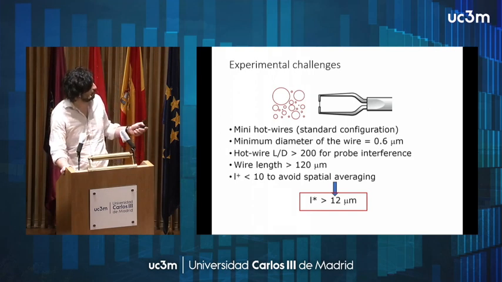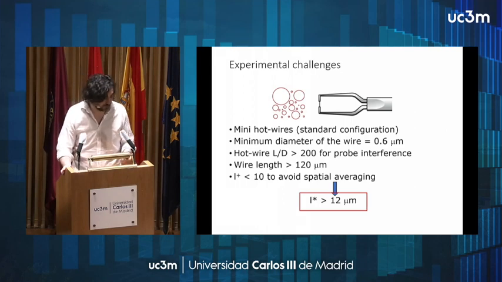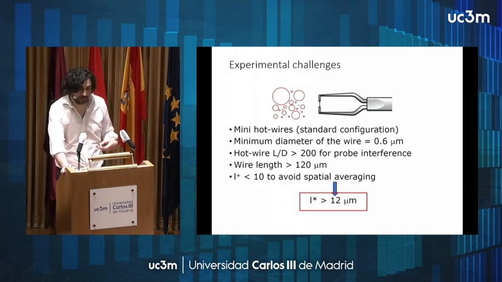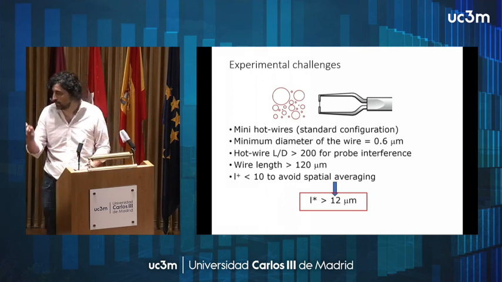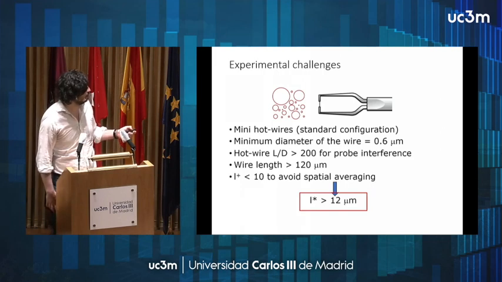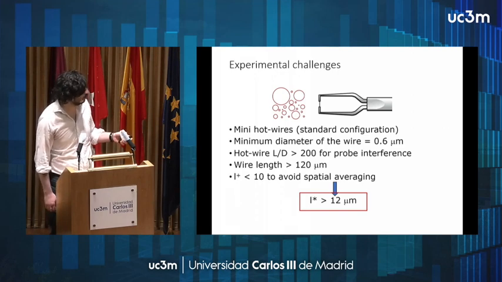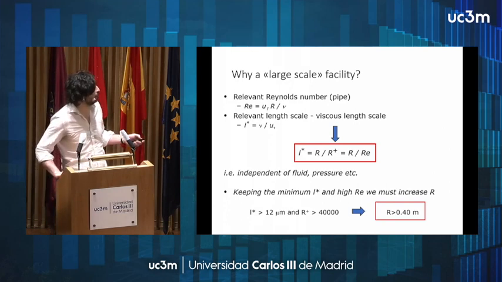So, because the smallest hot wire is 120 micron, we say that the smallest turbulence scales generated by our facility have to be larger than, say, 12 microns, because it has been shown that basically if you want to avoid spatial averaging, L plus, so the ratio between the hot wire size and L star, should be no larger than 10, okay? So by this consideration, we say that our smaller scales have to be 12 microns. Our facility has to operate at a Reynolds tau larger than 40,000.